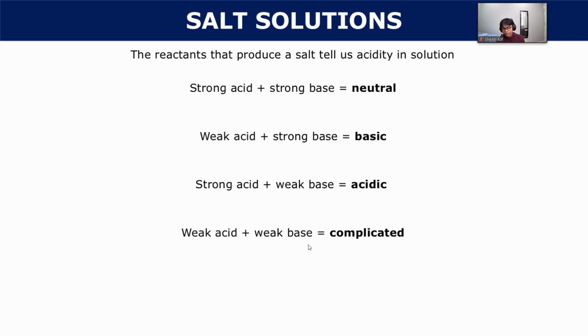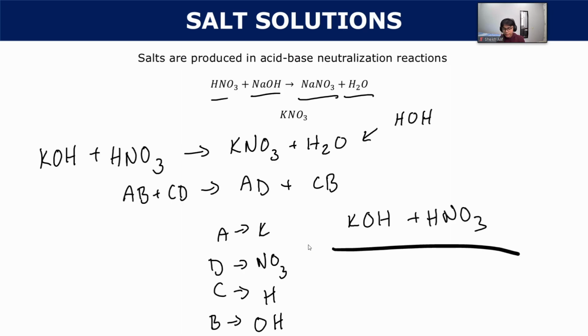So the reactants that produce a salt tell us the acidity in the solution. If you have a strong acid plus a strong base, it's neutral. Weak acid plus a strong base, basic. Strong acid plus weak base is going to be acidic. And then weak acid plus weak base is a little complicated. Actually, let's go back to our previous problem to show what that looks like.